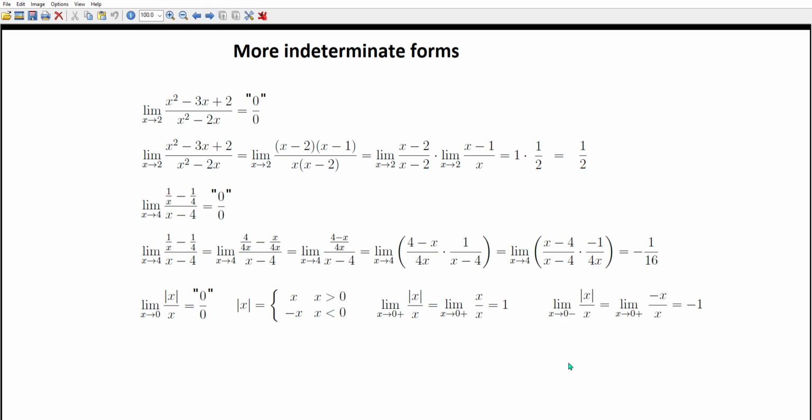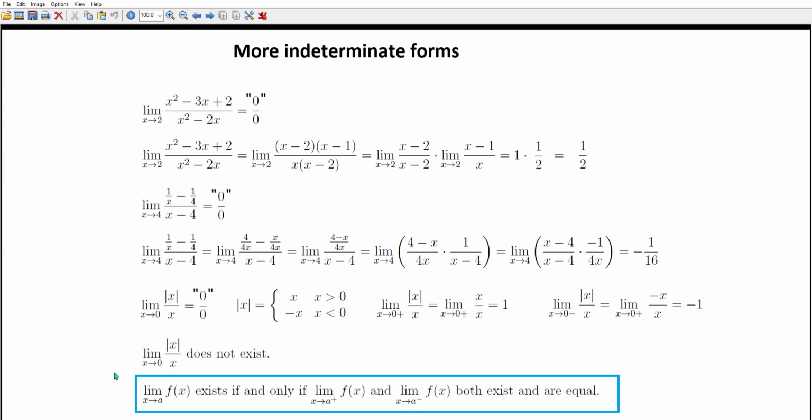Now, we look at when x goes to 0 minus, now x is less than 0. Absolute x, when x is less than 0, is minus x. So this thing becomes minus x over x, and that's clearly minus 1. And as we've seen before, if the two one-sided limits are not equal, the two-sided limit does not exist.